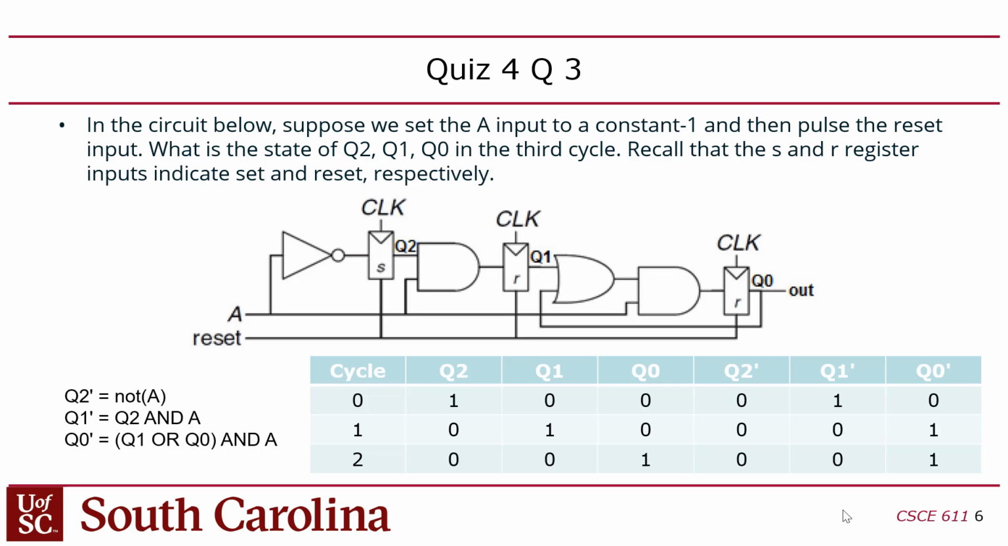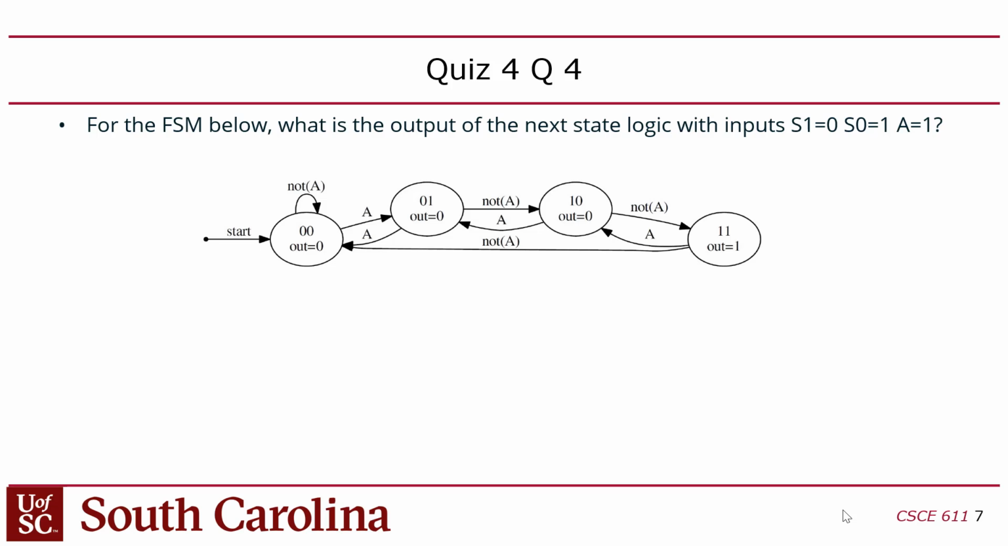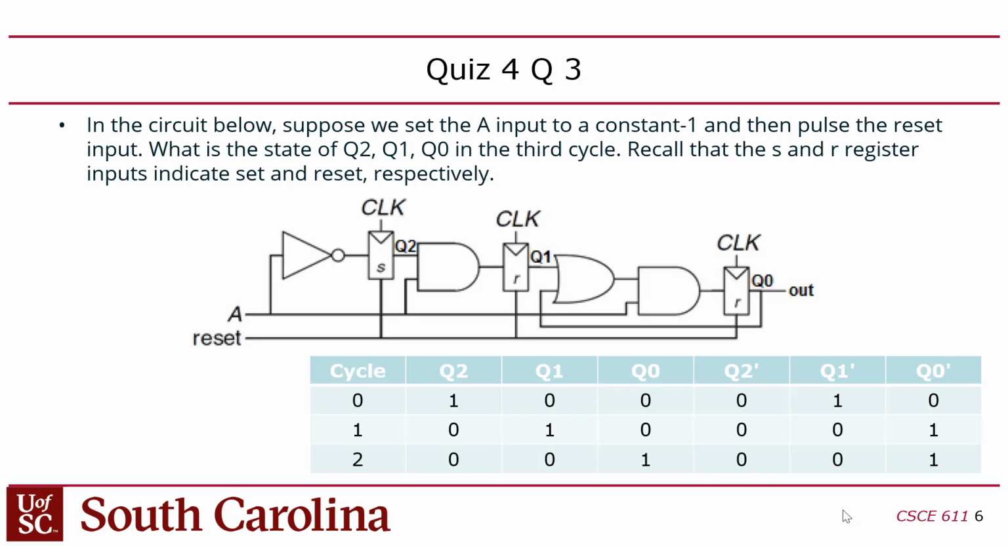Okay, so the answer was 0, 0, 1 and 0, 0, 1. It obviously gets stuck there because any state that's 0, 0, 1 will give you a next state of 0, 0, 1. So you get trapped into that state.